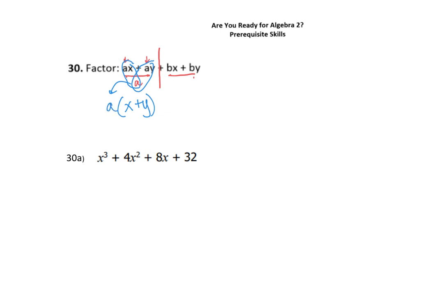Then we're going to move over and we're going to look at this second grouping right here, and we're going to take a GCF out of this binomial. So the only thing they have in common is B. So we're going to divide it out of each.